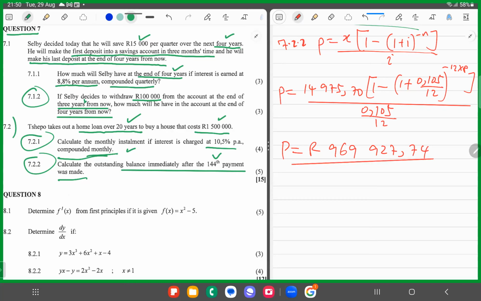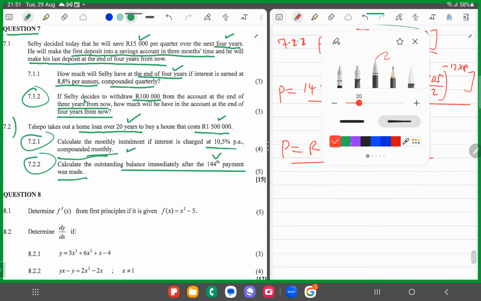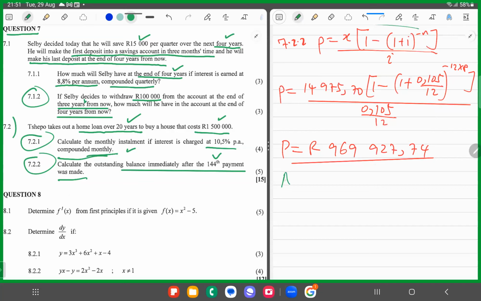Okay, so this is it. The present value is going to be exactly this one, which is the outstanding balance, right? But the outstanding balance can also be done differently after the 144th payment was made. Can do it like this, or alternatively, we say that the balance outstanding is equal to A minus F.